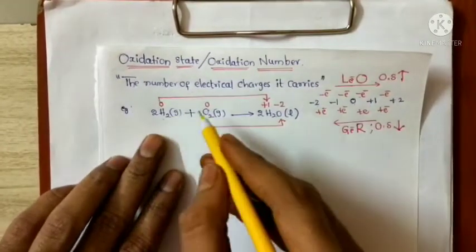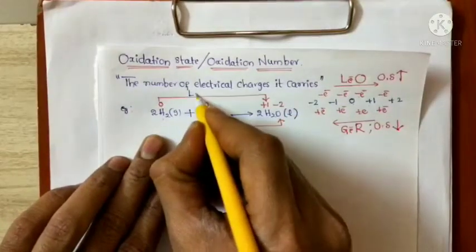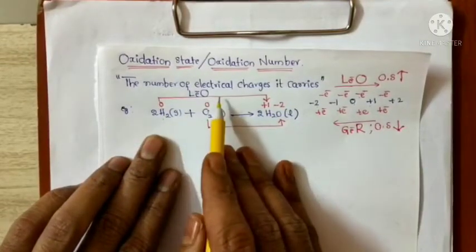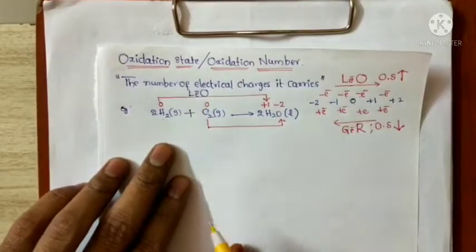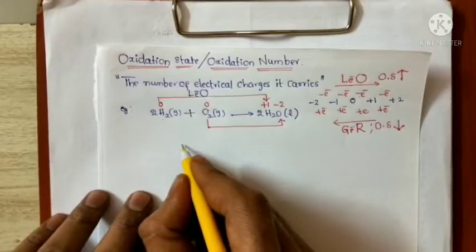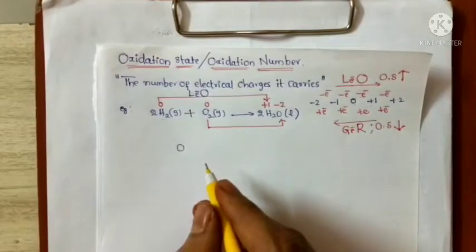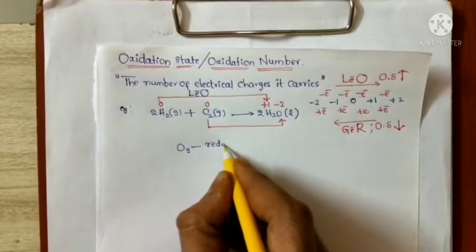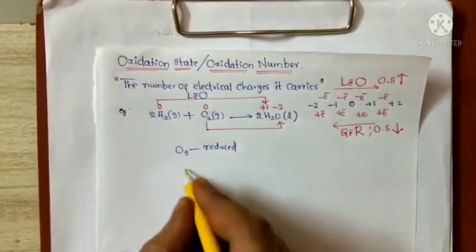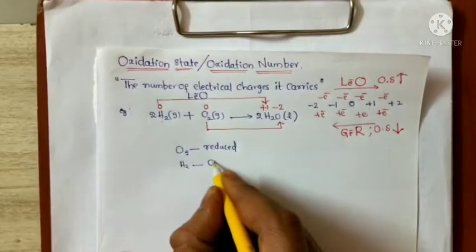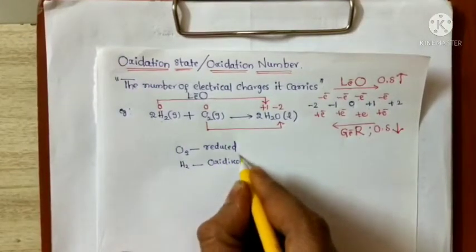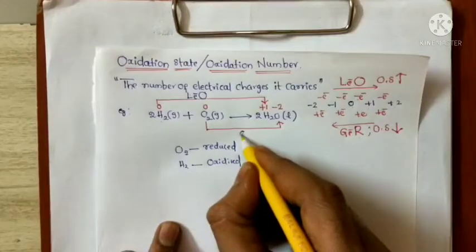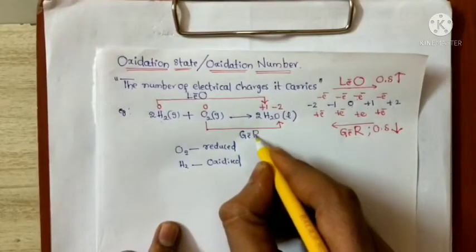So loss of electron is nothing but oxidation, because the oxidation state also increases. So according to oxidation state, hydrogen is oxidized and oxygen is reduced. O2 is reduced and the hydrogen is oxidized. Oxygen being reduced means gain of electron. So gain of electron is nothing but reduction.